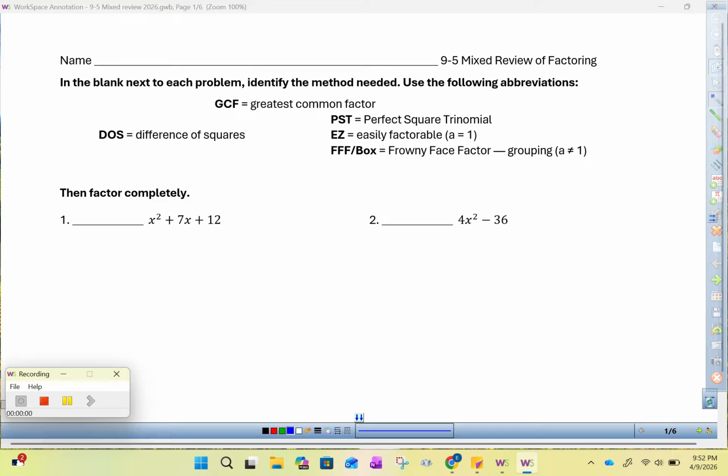Alright, we're going to go over a review of what we're looking for here. Remember, when we're just factoring, the first step is to look for a greatest common factor, because a greatest common factor could happen even with some of these other methods that we talked about. So we're looking for that first. Remember, it could be a number or a variable. So look for both.